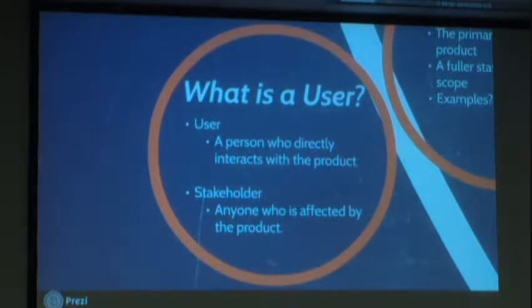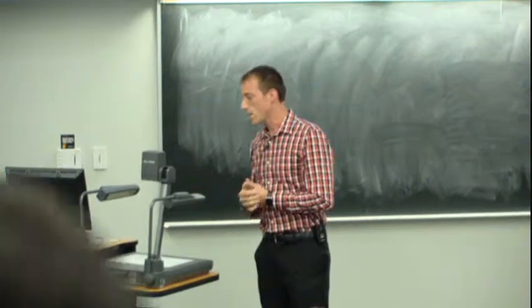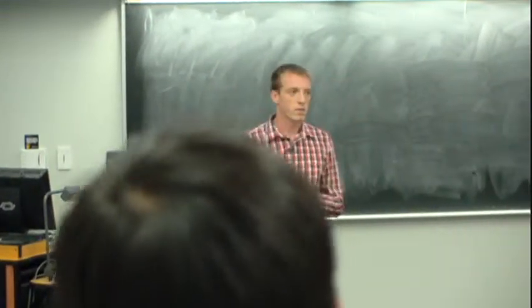So a user is the person who directly interfaces with the product you're making. So for example, I use a smartphone. I am the user, right? I send emails on this. I type on it. It sits in my pocket. I'm the user. But there are a lot of stakeholders. So a stakeholder is anyone who's influenced by a product, right? Anyone who's affected by it.